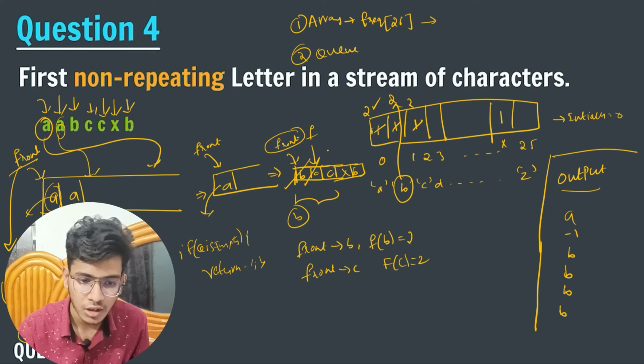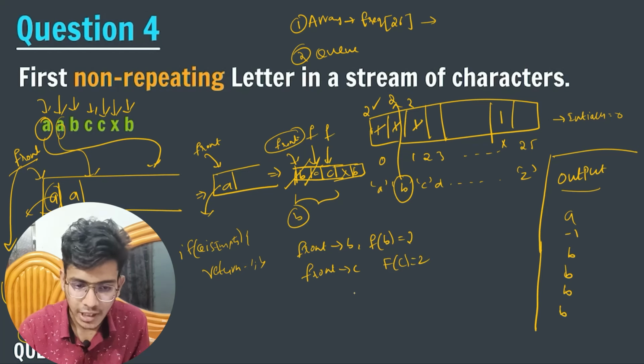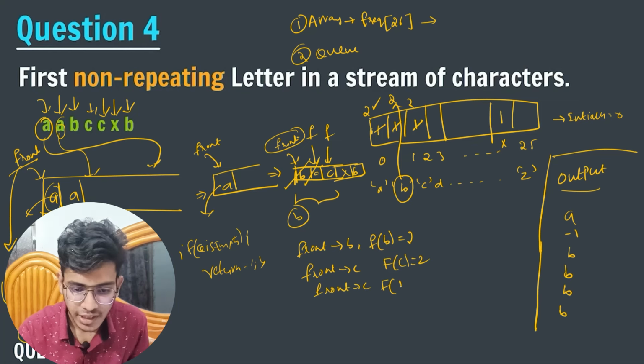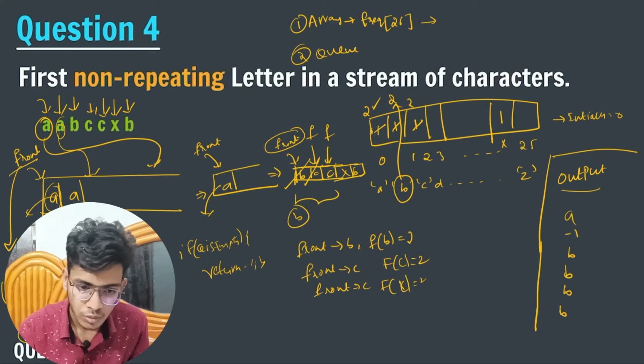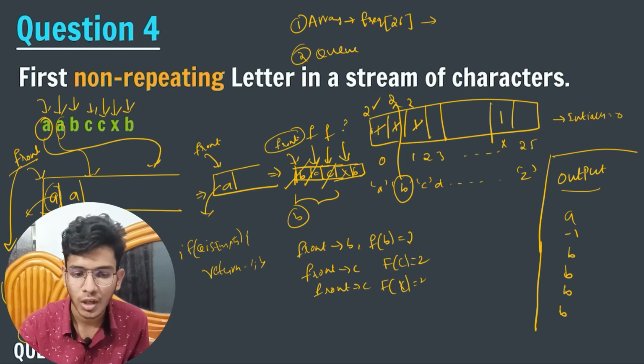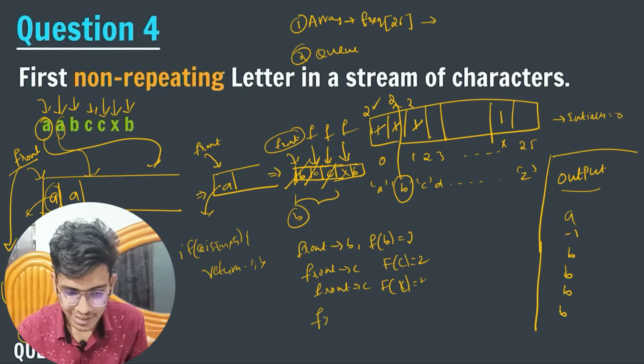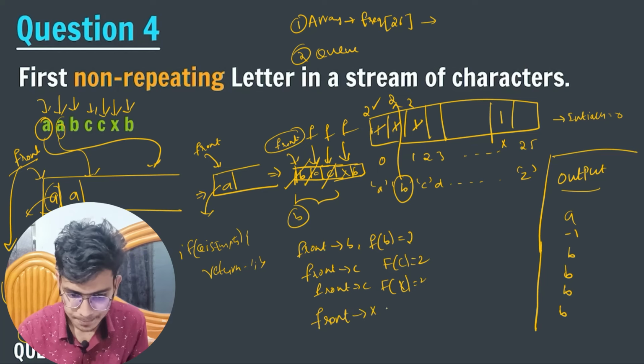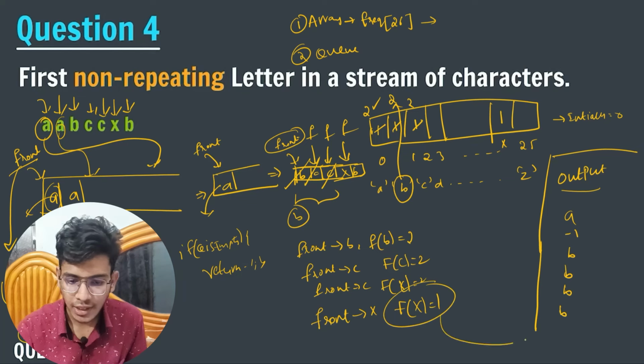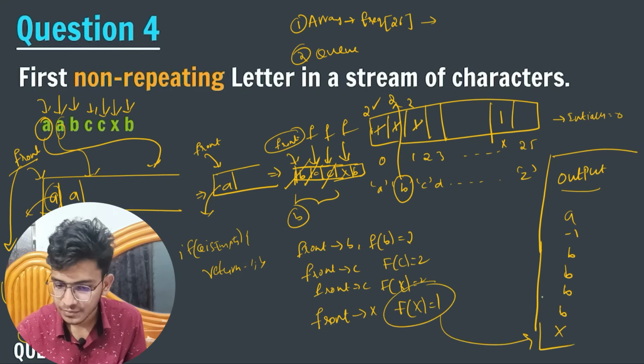So I will remove C also, and my front will become this. Now what is front? Again it is C, and the frequency of C, we already know, is 2. So remove this, and this will become the front, and the front element now is X. And what is the frequency of X? 1. So if it is 1, then I will print X here, right?